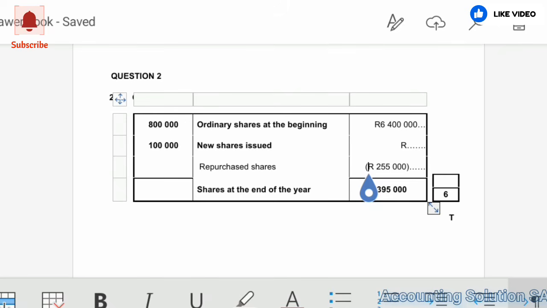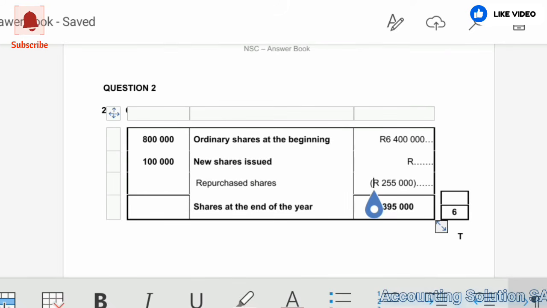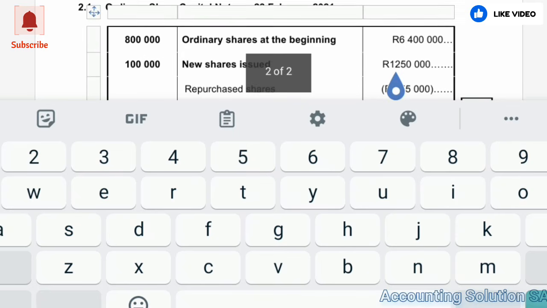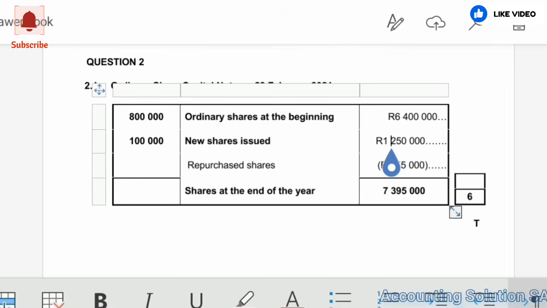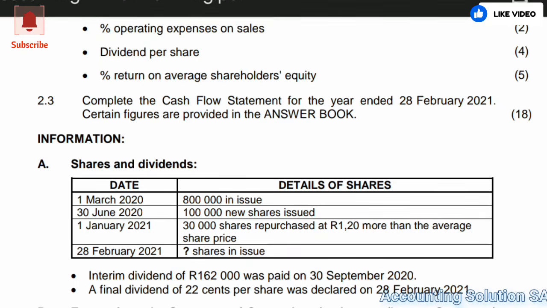Or you do vice versa by saying 6,400,000, then you add 255,000, then you subtract the last one, 7,395,000, then it will give you the balance of 1,250,000. At the end of the day, guys, you have to make sure that when you say 6.4 plus 1.25 minus 255,000, it gives you 7,395,000. Okay, so that's all for this question, guys.